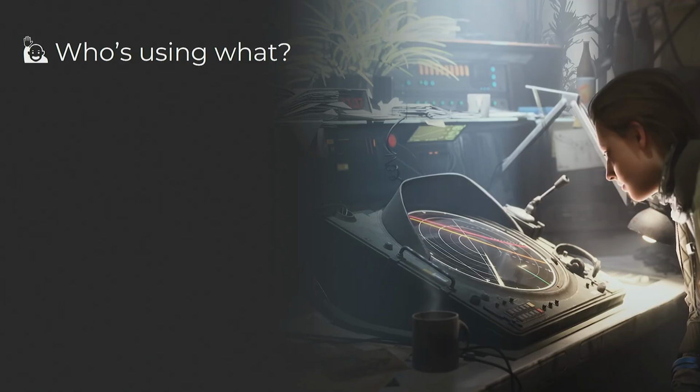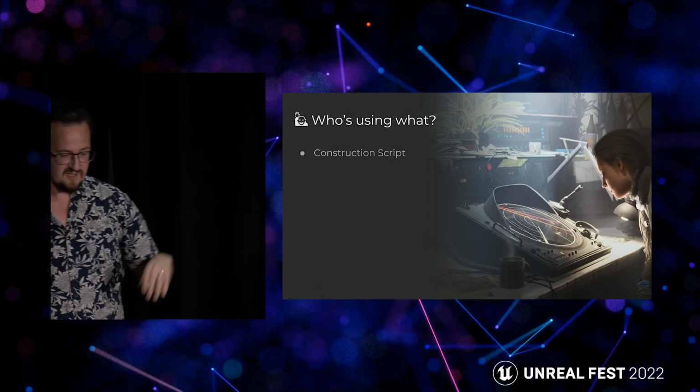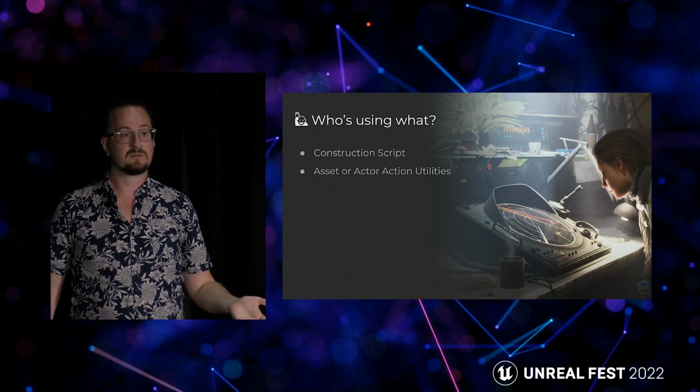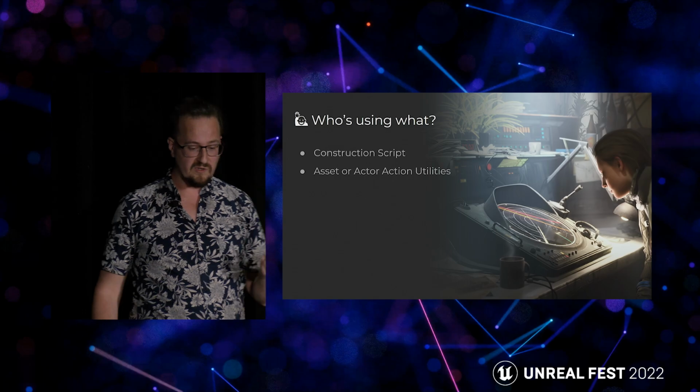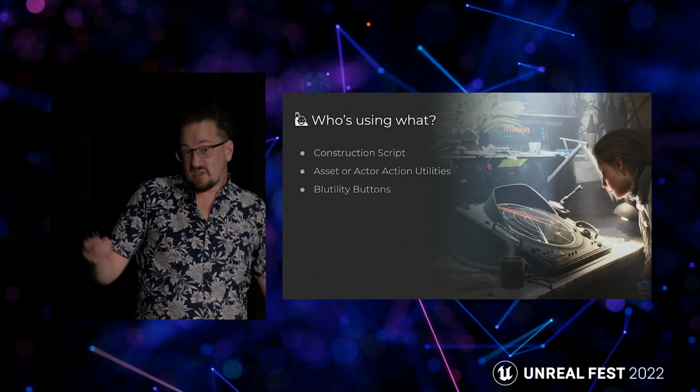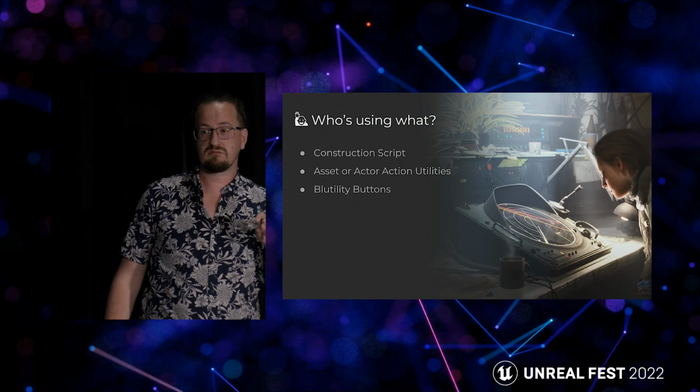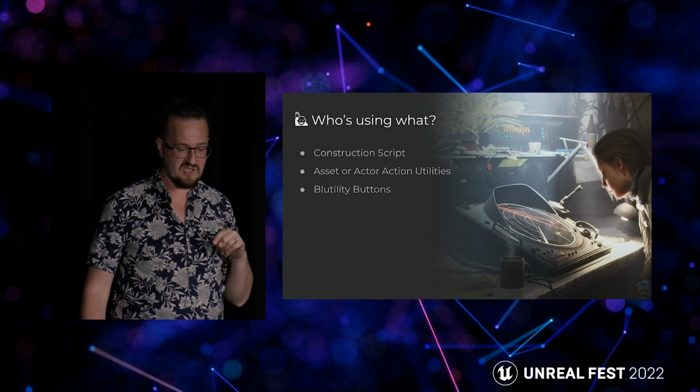So I'm just interested, if I can ask the people in the room right now to raise your hand if you are implementing things in construction script. 25%? OK. What about asset or actor action utilities? Maybe even a bit more. Interesting. Blutility buttons, just little buttons in the details panel. Yeah, a decent amount, 50% maybe.